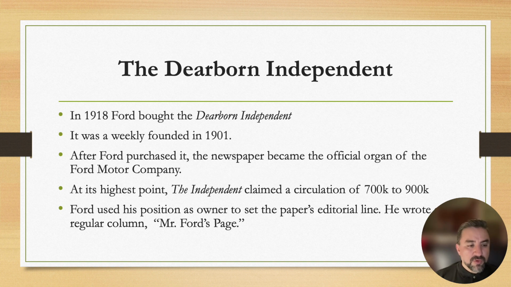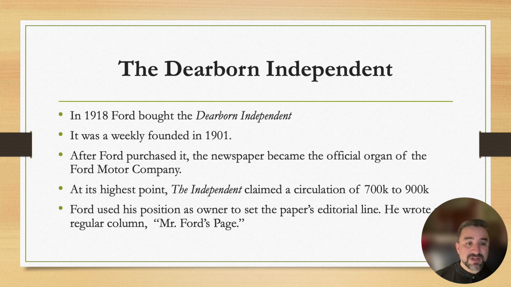Now, one of the most important sources that was used for this study was the Dearborn Independent. In 1918, Ford bought the Dearborn Independent. It was a weekly that was founded in 1901, and when Ford purchased it, the newspaper became the official organ of the Ford Motor Company. At its highest point, the Independent claimed a circulation of about 700,000 to 900,000 readers. This was comparable only to the New York Times at that particular time.